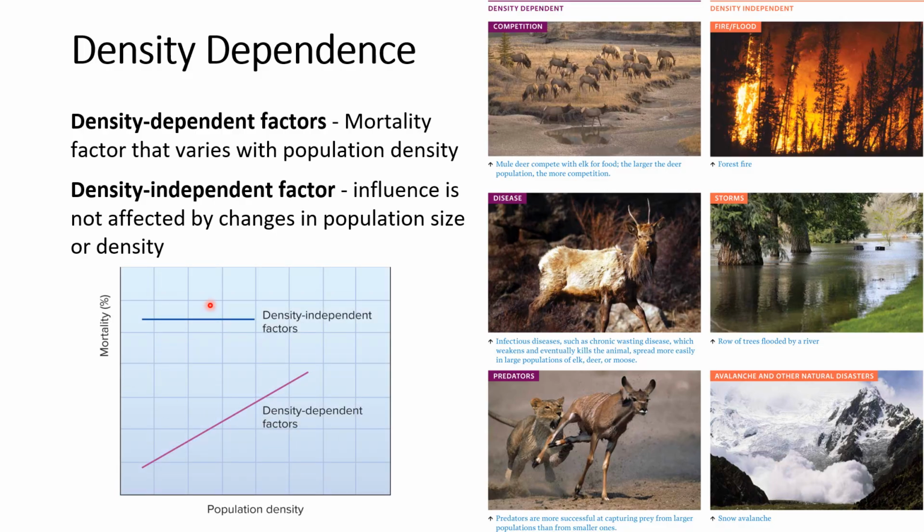So if we were to graph these two factors, looking at how they affect mortality with a change in population density, you'll notice that density-dependent factors become more of an issue. Mortality increases as populations get bigger. In independent factors, again, population density has zero effect on mortality. So again, a drought would affect any individual in the population. It just simply wouldn't matter.